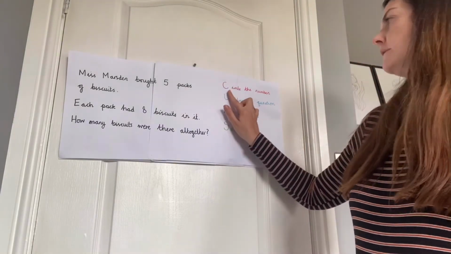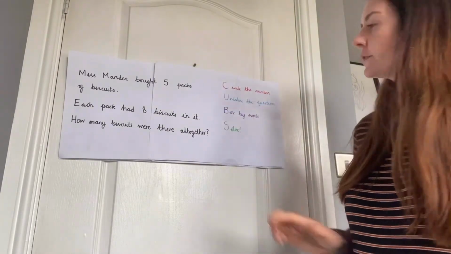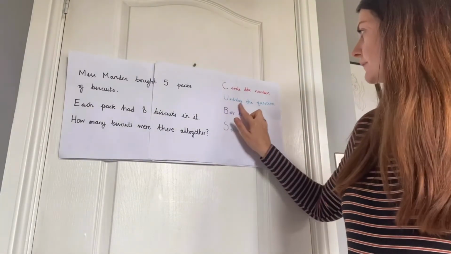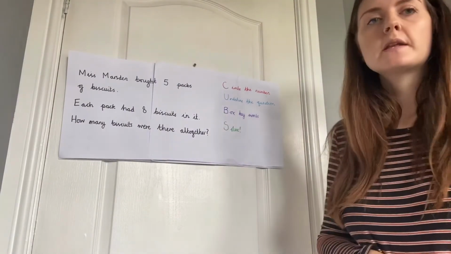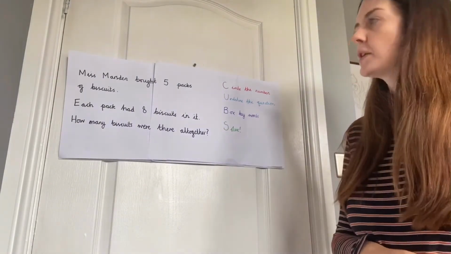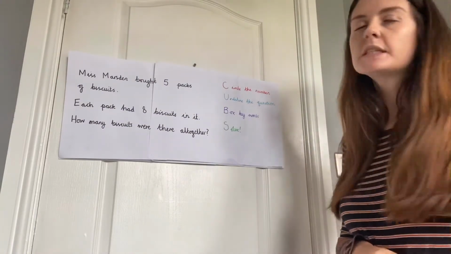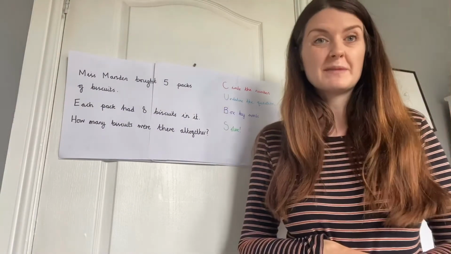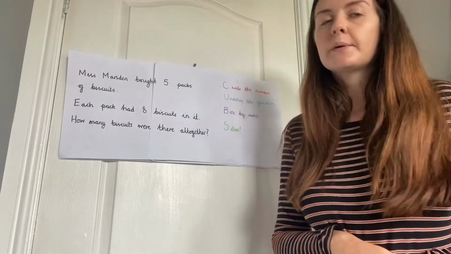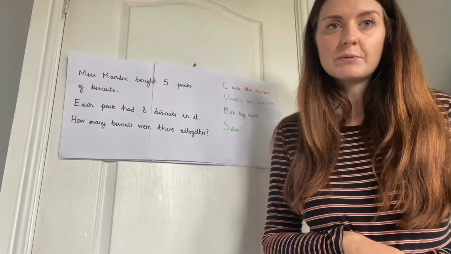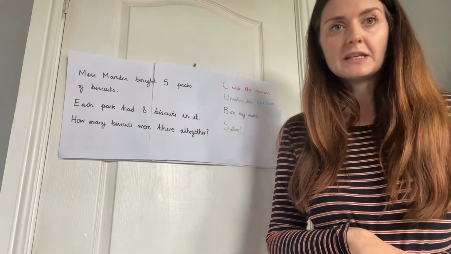So the C in CUBS stands for circle the numbers, the U stands for underline the question, the B stands for box keywords, and the S stands for solve. Okay, so the first thing we've got to do when we're completing a word problem, and it's such an important step, is to read the question carefully. Okay, because if you don't, then you might miss something. You might miss what the question is asking you to do.